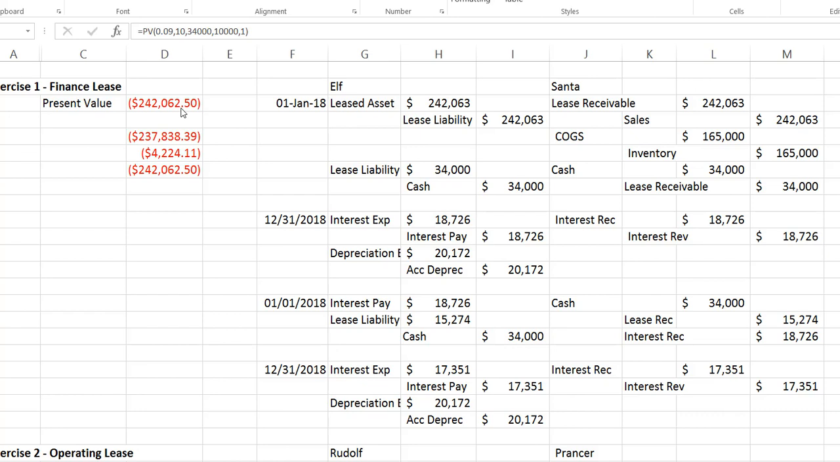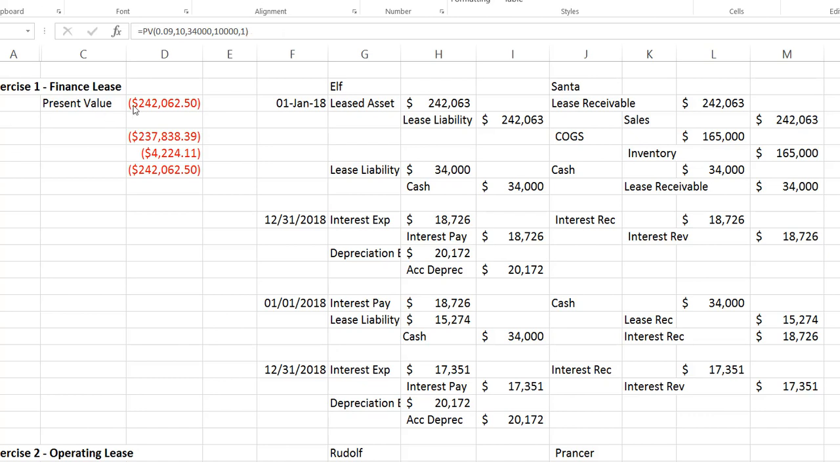So at the end of the 10 years. This is the formula we would use, remembering that when we use leases we have to put this 1 in here because the payments are made at the beginning of the period, not at the end. We have 10 payments, 9% interest, $34,000, and a $10,000 bargain purchase, which is treated as a last payment, if you will, at the end of the lease.